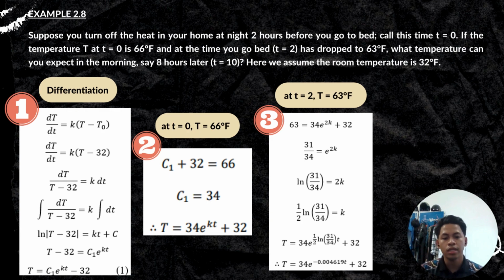And then we insert it into the equation, which we will get T equals 34 e to the power of kt plus 32. And the next step is at time 2 and the temperature is 63 Fahrenheit, we insert the value into the first equation, and we will get the value of k, which is negative 0.004619, and we will get the equation to find the next step.